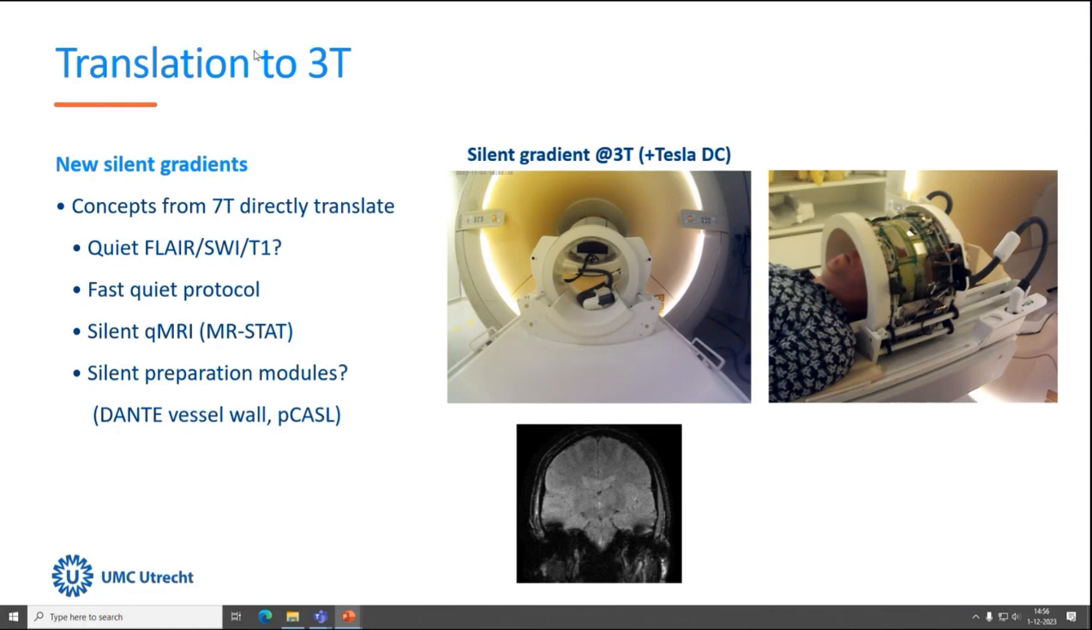This is one made by Tesla DC, our commercial, industry partner. For this, I have nothing to declare financially or anything like that. So that's our 3T thing.